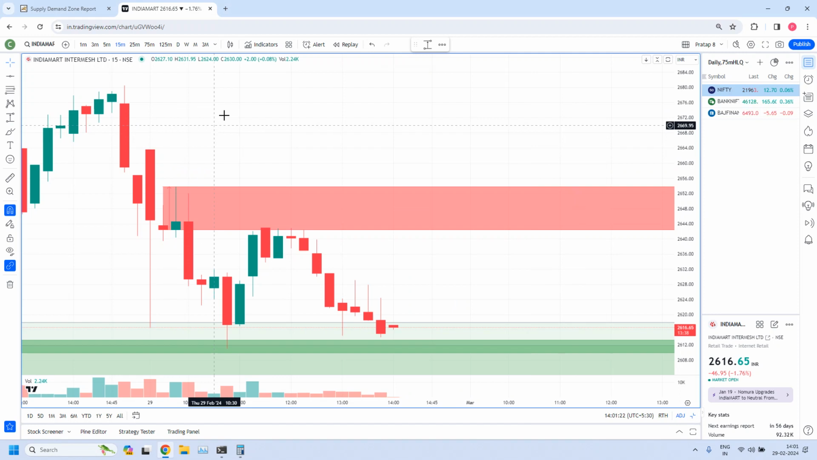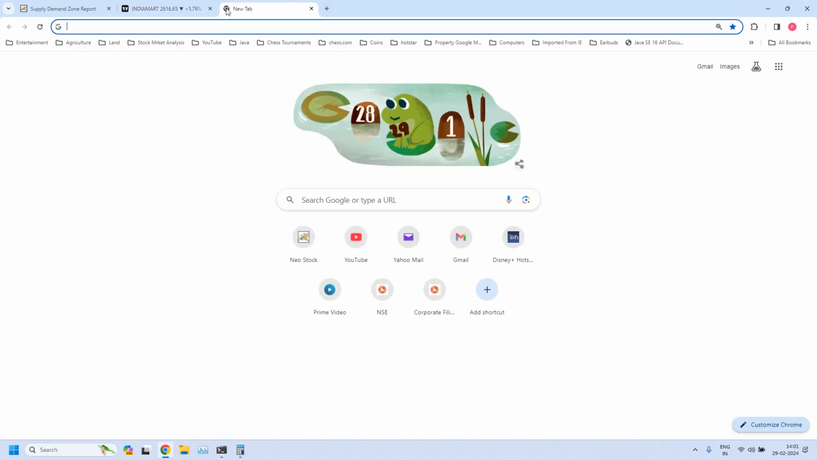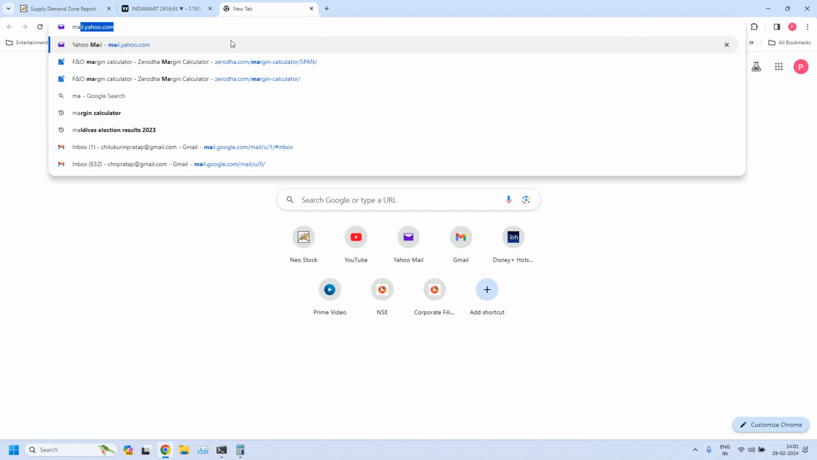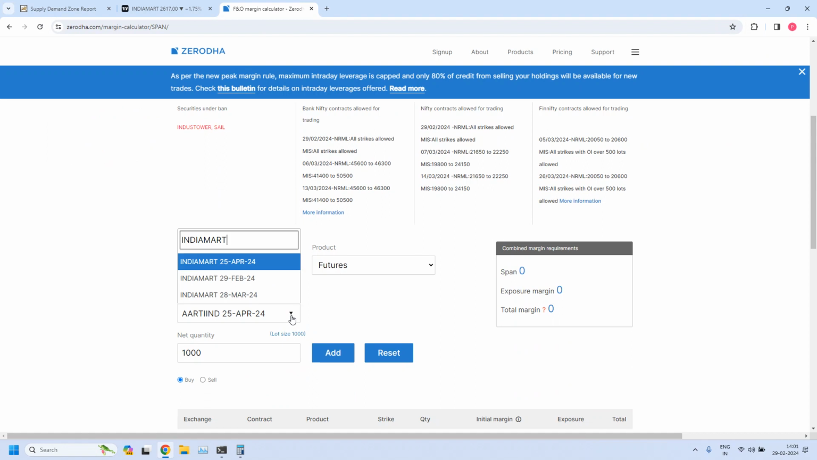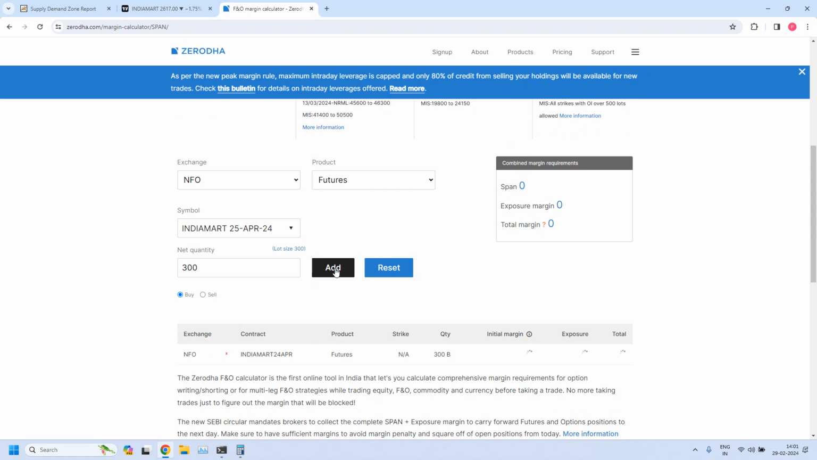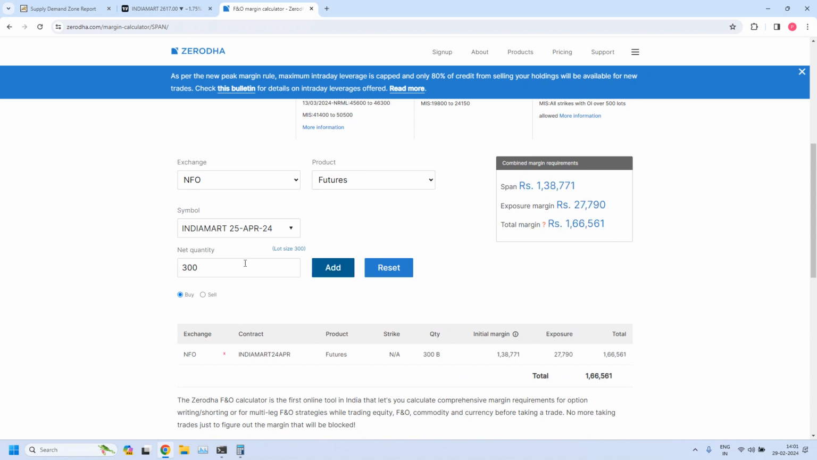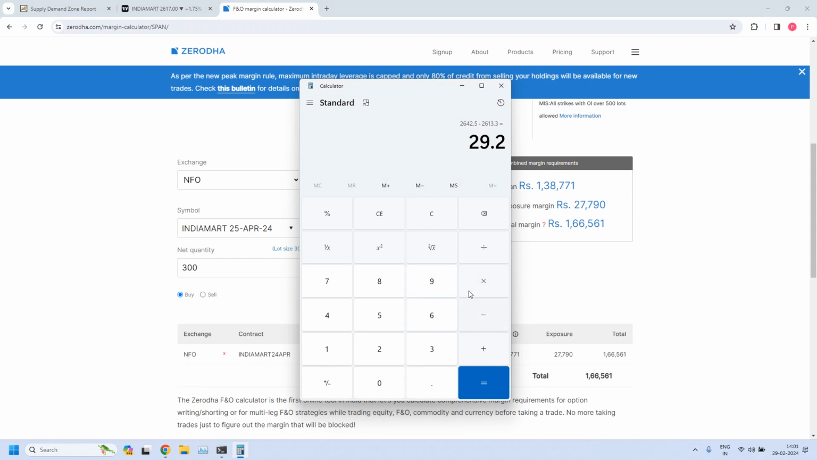So this is India Mart, right? Let us go to the margin calculator. India Mart. Lot size is 300 and the margin cost is 1,66,561. So 29.2 into 300, you would have got 8,760 rupees profit.